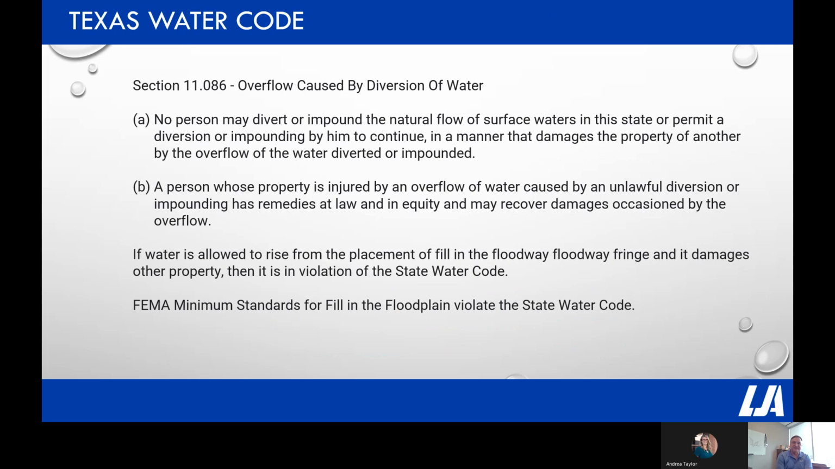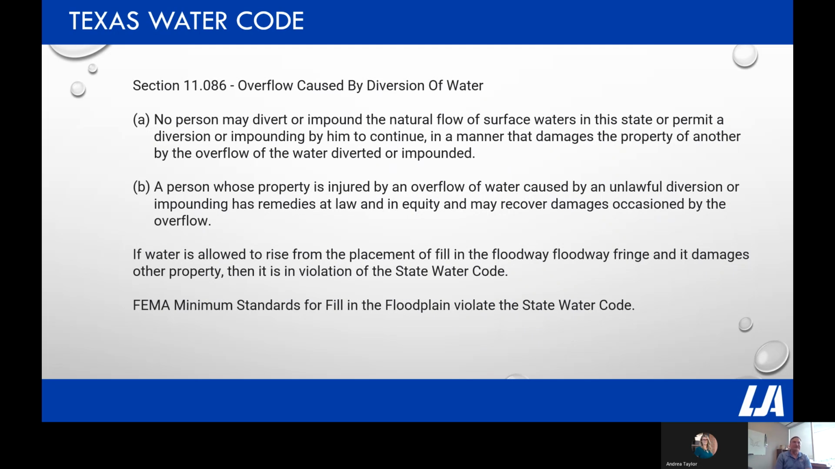So let's talk a little about the Texas Water Code. In the state of Texas, you are not allowed to divert water onto your neighbor. It's just that simple. And if you do divert water onto your neighbor, they are allowed to sue you for damages. So if I am a community that allows the minimum requirements from the National Flood Insurance Program, and fill is being placed in the floodway fringe, and it results in an increase in the water surface elevation and the flood happens, guess what? There's going to be a lawsuit, and a rightful lawsuit.